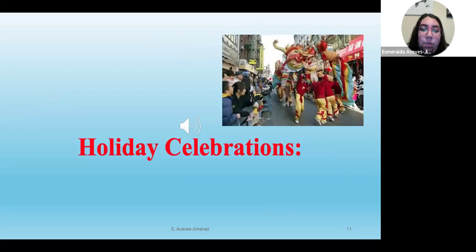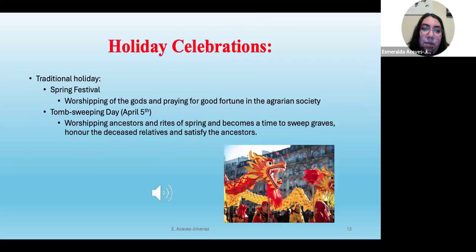And now I will go into the holiday celebrations. So in the Chinese culture, there are different types of holiday celebrations. We have what is known as traditional holidays and what is known as non-traditional holidays. So for the traditional holidays, we have the Spring Festival, which is the worshiping of the gods and praying for good fortune in the agrarian society.